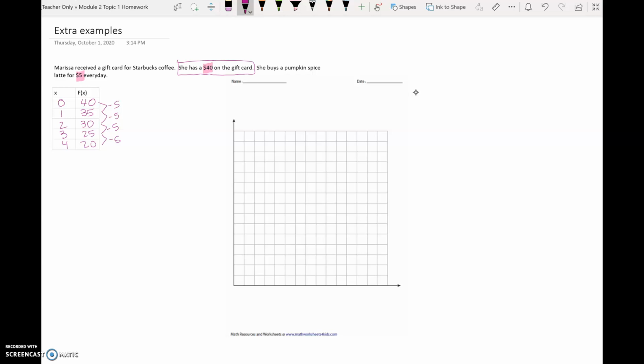If I wanted to write an equation, I'd always start with f of x equals something x plus or minus something. My slope is -5 because she's buying a latte every day for $5. She started with $40, so that's my y-intercept. There's my equation. Remember, x is my input, f of x is my output.